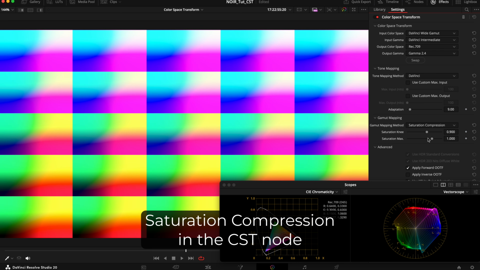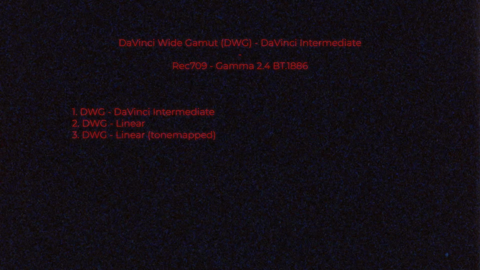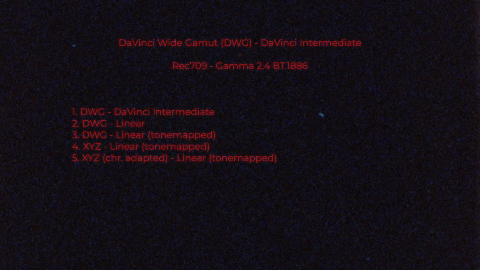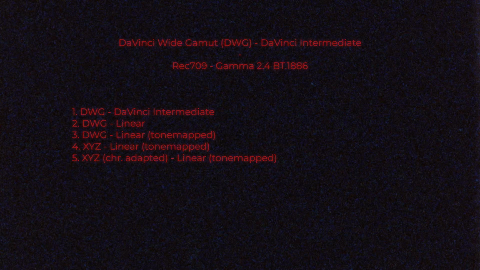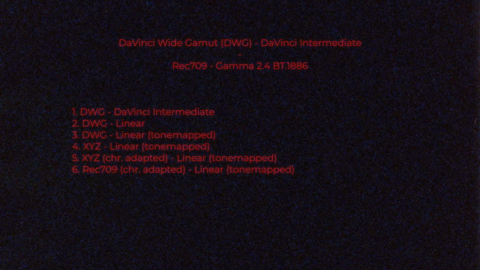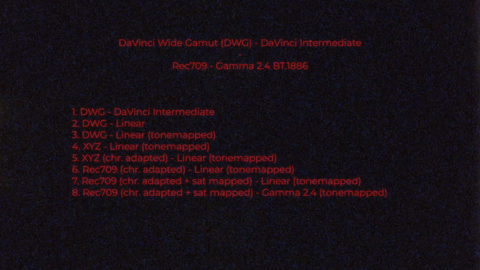Let's maybe have a quick look at the order of operations in the CST again to fully understand what's going on. Let's say we convert DaVinci Wide Gamut to Rec 709 Gamma 2.4. We start with the EOTF, so the conversion from DaVinci Intermediate to linear. Then the linearized DaVinci Wide Gamut is getting tone mapped, and we'll go over tone mapping in a second as well. This linearized tone mapped DaVinci Wide Gamut now gets converted to XYZ linear, where a chromatic adaptation would then happen. In this case, both input and output use D65, so we can ignore that. Then XYZ linear converts to Rec 709 linear, then the linear Rec 709 receives the saturation mapping before we finally add the Gamma 2.4 together with the forward OETF.